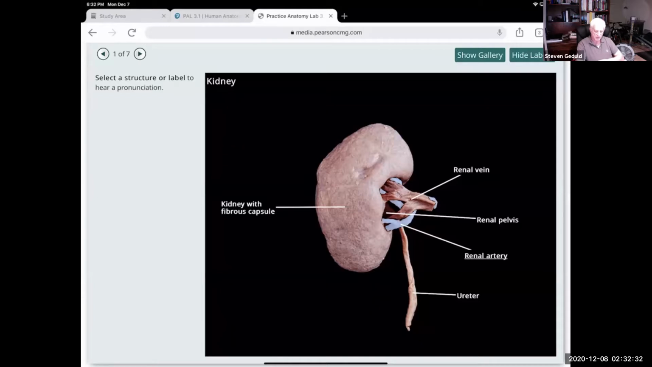So if you look at the arteries there, bring this down here, you can see how they're round shaped. Look at the renal vein, you can see how that's kind of squish shaped. Okay, you can tell the difference between the renal artery and the renal vein.